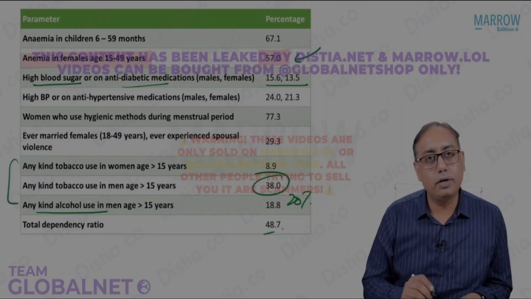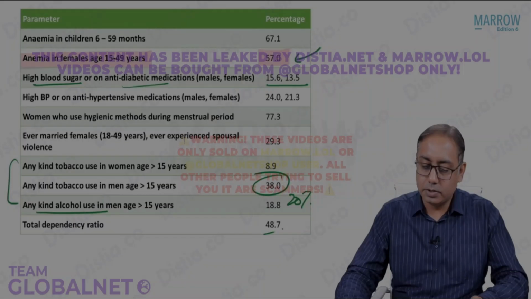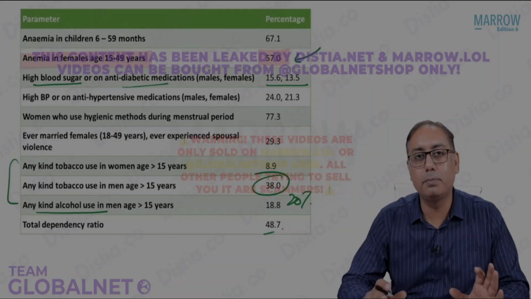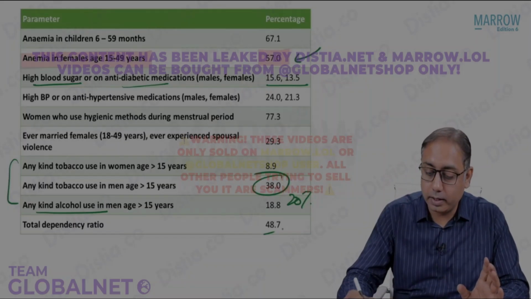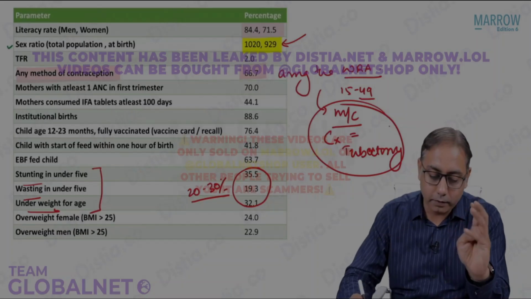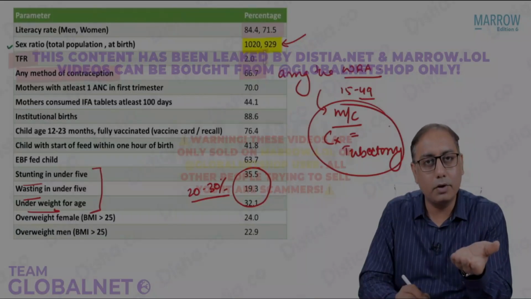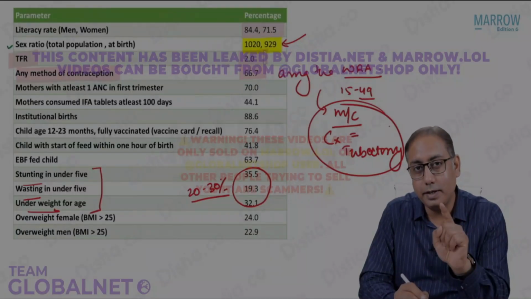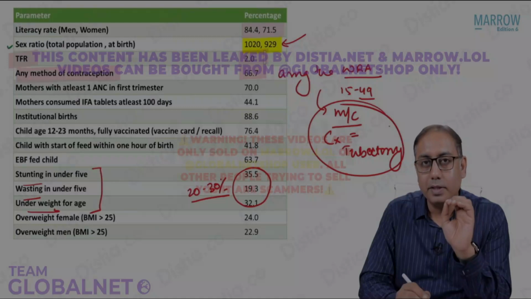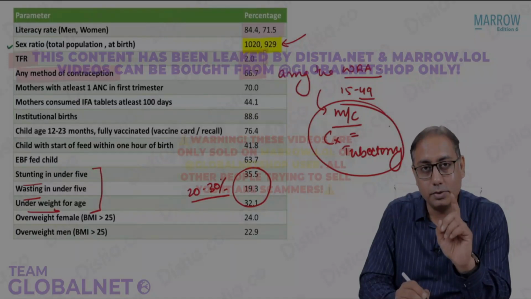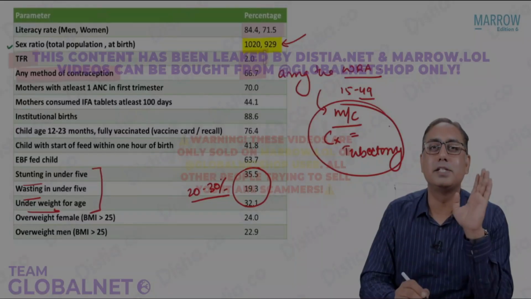Total dependency, we have already talked, is 48.67. So these are some of the numbers you should remember from NFHS. The highlight of the story in NFHS is regarding the total fertility rate. We forgot to highlight this. I think we talked on this in the previous module. Total fertility rate of India is 2.0. The highlight is about the sex ratio, 1020. The highlight is about the most common contraception in females, that is 66%.